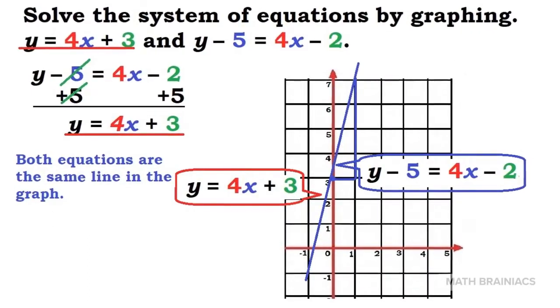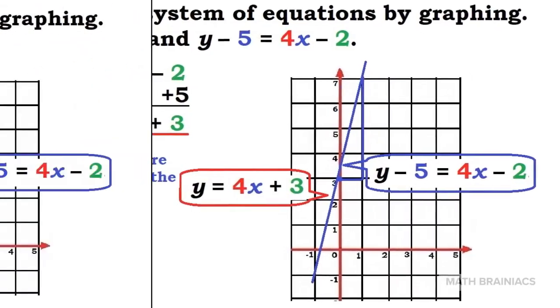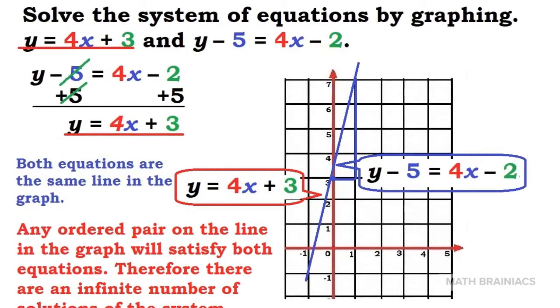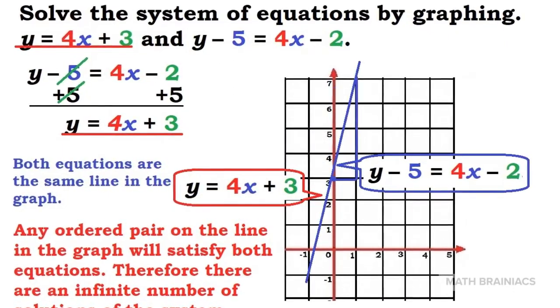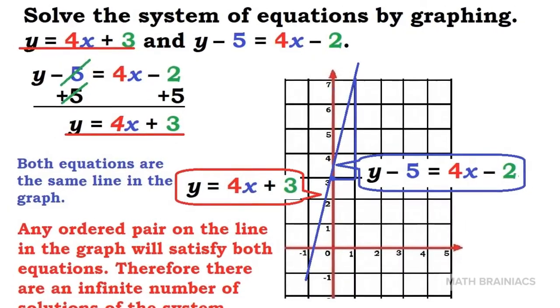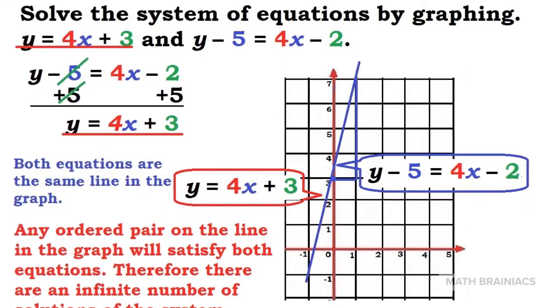It is clear that both equations are the same line in the graph. Accordingly, any ordered pair on the line in the graph will satisfy both equations. Therefore, there are an infinite number of solutions of the system.